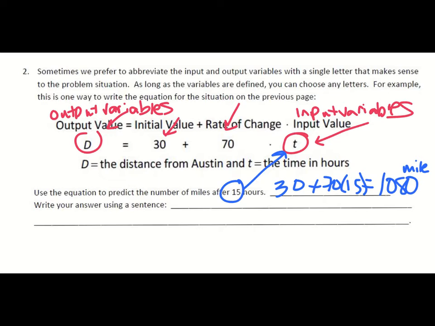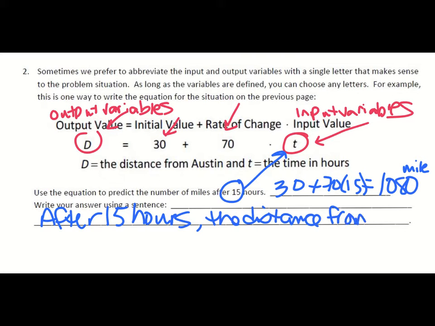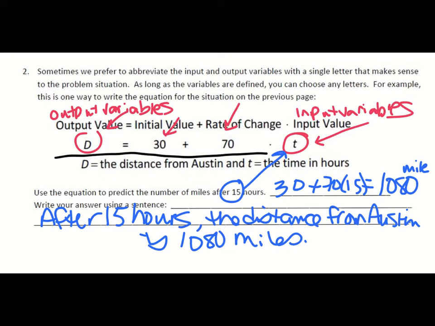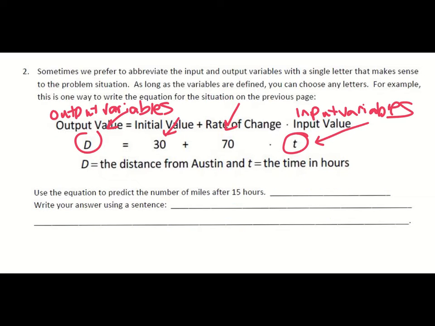And it says write your answer using a sentence. So basically after 15 hours, the distance from Austin is 1,080 miles. But in general, this is how you would write a linear equation. You would have variables for your input and your output. And we'll do those in a couple seconds.